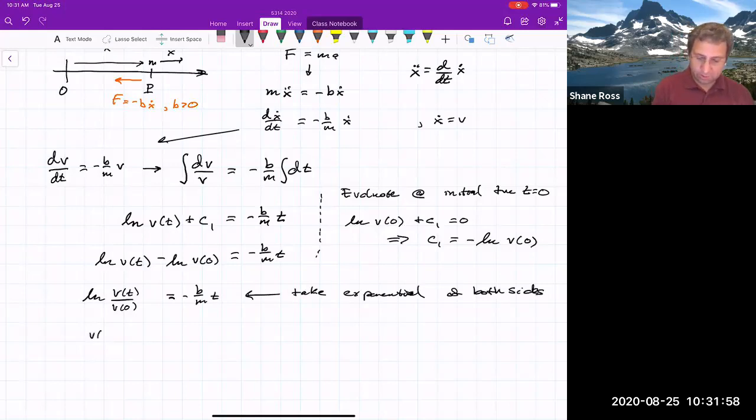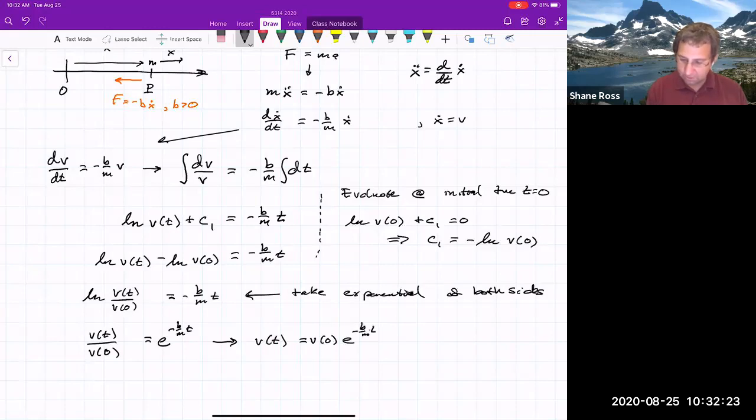And what do we get? If you take the exponential of the natural log, then you just get the argument itself. V over V0 equals exponential negative b over m t. Or let's write this as v(t) equals the initial velocity, e to the negative b over m t. So the velocity decreases exponentially.